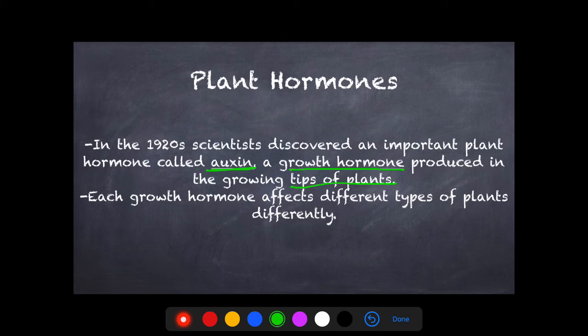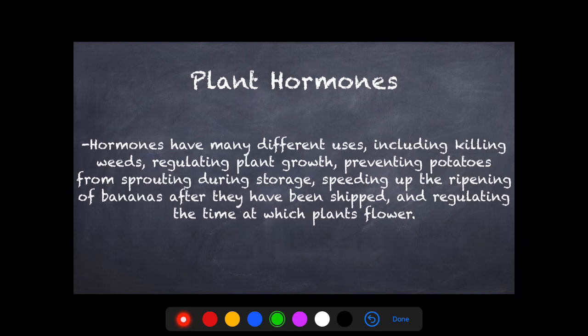And then depending on the growth hormone, it can affect different types of plants in different ways. So one growth hormone may impact one plant more than another one, and it really depends on the type of plant that you are dealing with. But make sure you know this word, auxin, which is a growth hormone that we see on this slide here.